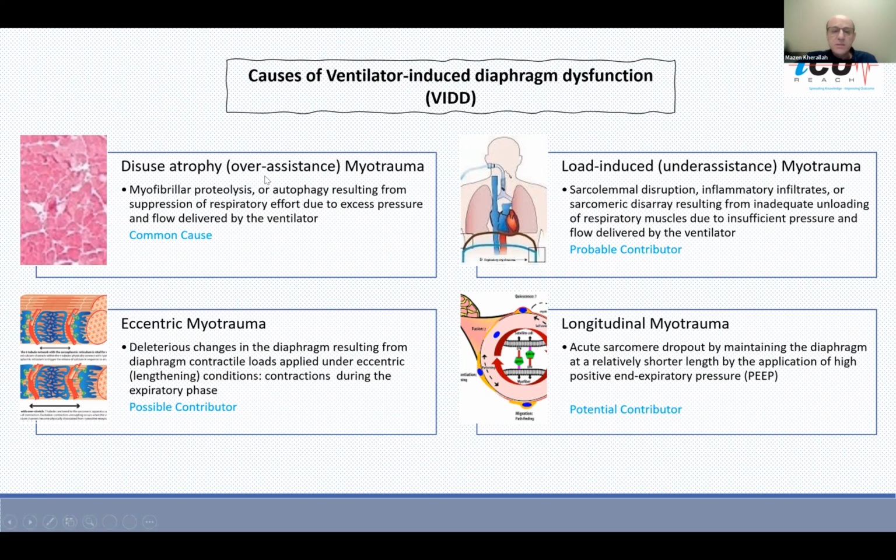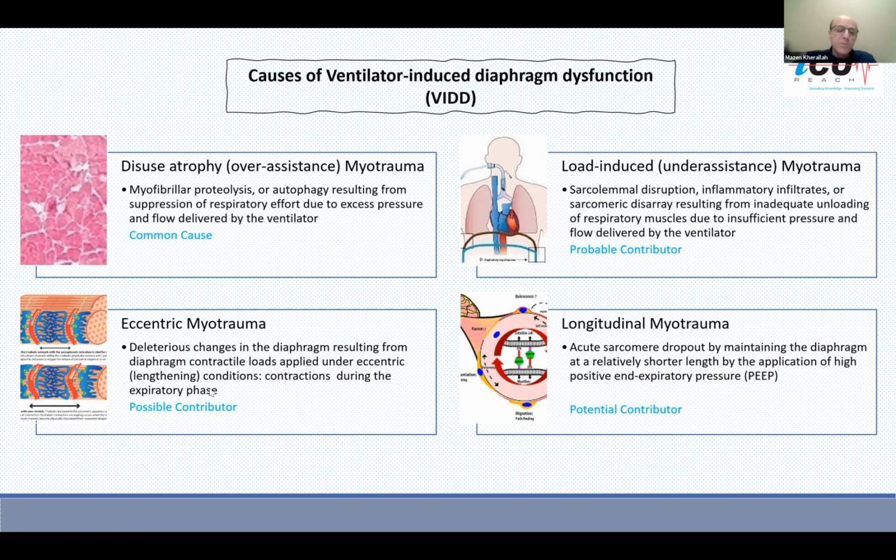If we over-assist, meaning that we take over everything and the patient is not breathing, we end up with disuse atrophy. This is well known to everyone, a common cause, well studied in the literature. On the other hand, if we under-assist, you set the patient on ventilator settings that are less than what he needs, he's going to do the job for you. If you do not rest the patient, he is going to exert the muscles, and he's going to end up with what we call load-induced myotrauma. You put a load on the patient. This is a very probable contributor to diaphragmatic injury.